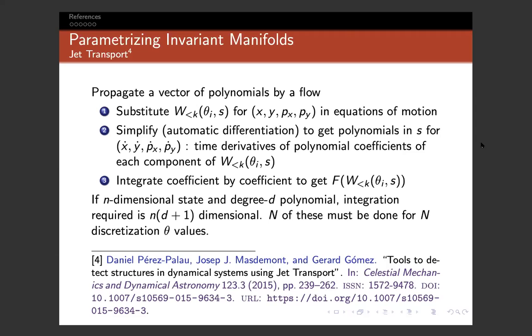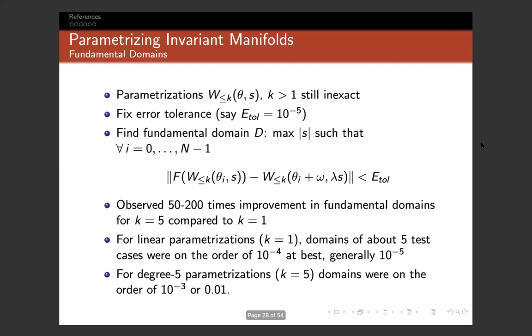And of course, one thing to note here is that if you're integrating a degree d polynomial and you have n-dimensional states, then the integration required is going to be n times d plus 1 dimensional. And you have to do this for big N, the number of discretization points of theta, that many theta values. But it can be done, and it can be parallelized across the theta values. And so we can do our parametrization method for the manifolds.